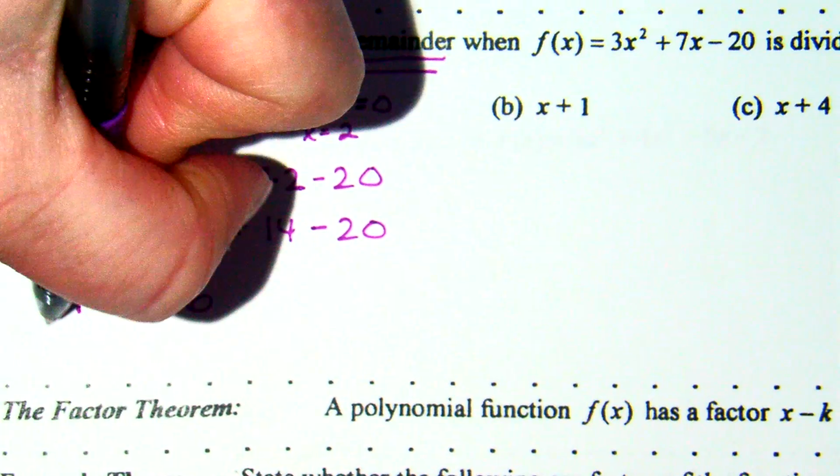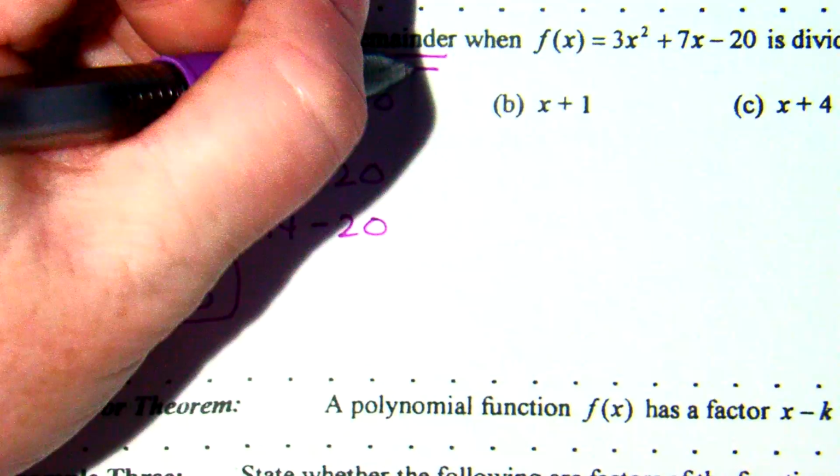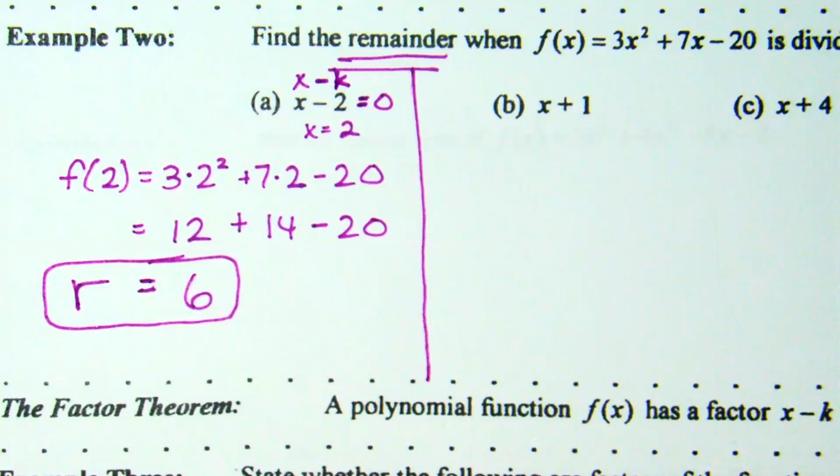7 times negative 1 is minus 7, minus 20. 3 minus 7 minus 20. Negative 24. 3 minus 7 is negative 4, and negative 4 minus 20 is negative 24. What is this negative 24? My remainder.